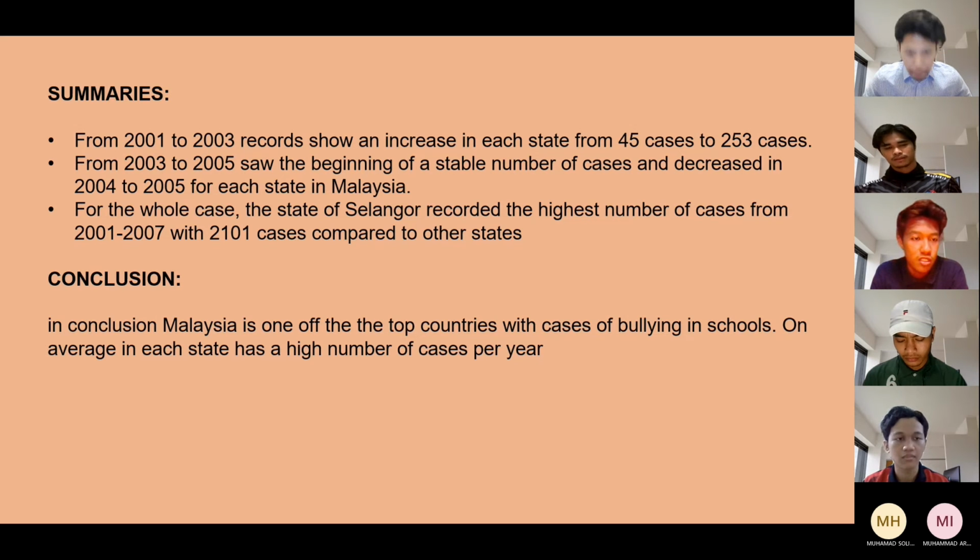For conclusions, in conclusion, Malaysia is one of the top countries with cases of bullying in schools. On average, each state has a high number of cases per year.